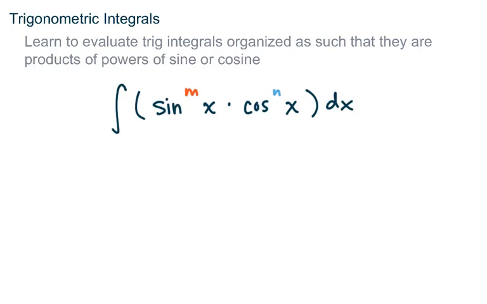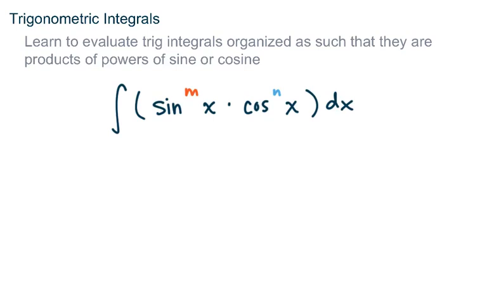In this video, we're going to talk about another strategy for evaluating integrals. And this strategy deals with trigonometry, specifically when we have an integral that is sine to some power, say m, multiplied by cosine to a power, say n. So products of powers, m and n, of sine and cosine. When we have an integrand which is organized in this fashion, then we can use this strategy.